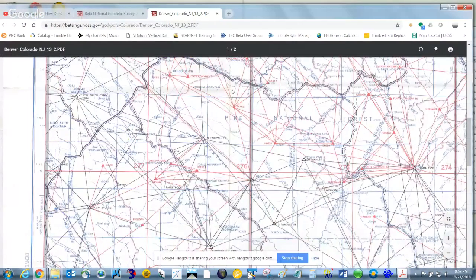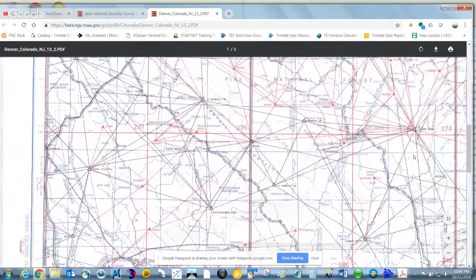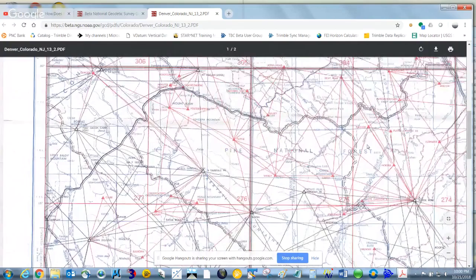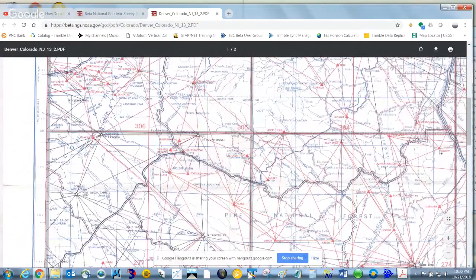So back to this. For the leveling, they would have to choose easy routes to go along, say along a river or highway or railroad tracks, because it's difficult. But every once in a while, they would make a level tie up to a triangulation station. Not all of them, but some of them. So you can look at these maps and find out basically what they did.